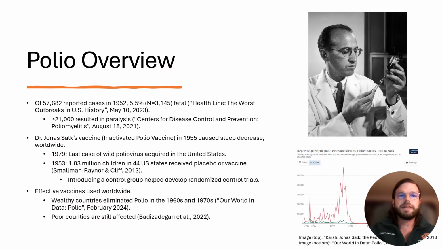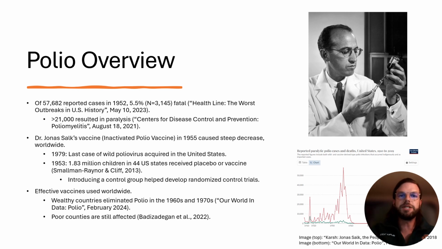Of 57,682 reported cases in 1952, 5.5% or 3,145 were fatal. Of those, more than 21,000 resulted in paralysis. Dr. Jonas Salk's vaccine in 1955 marked a steep decrease in cases worldwide, and the last case of wild poliovirus acquired in the United States was in 1979.